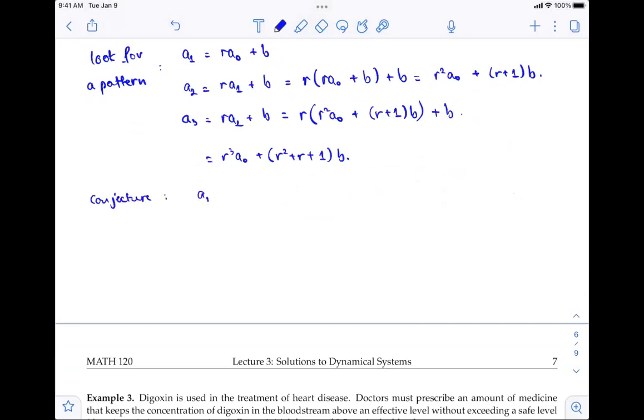we can conjecture that a sub n has the form r raised to the power n times a0 plus r raised to the n minus 1 plus r raised to the n minus 2, and so on and so forth, plus r squared plus r plus 1 times b. And this is the formula I want to propose, right? However, this is a little bit complicated, because you have a bunch of terms here, just polynomial functions.